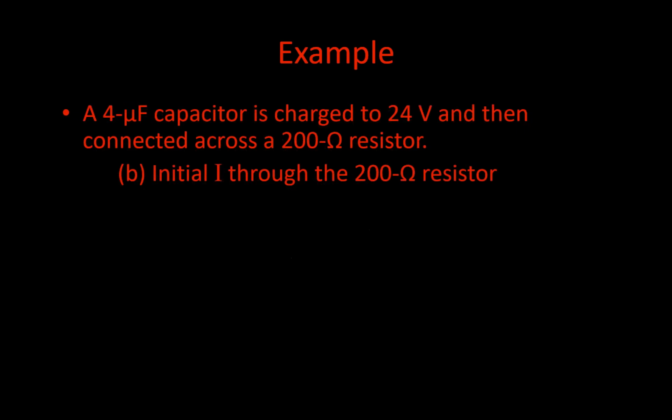Part B said, the initial current here through the 200 ohm resistor, what is it? 4 microfarads again, 24 volts, 200 ohms are what we have to play with. Our initial current is V0, our initial voltage, divided by the resistance, which will just be 24 over 200, which will give you 0.12 amps.